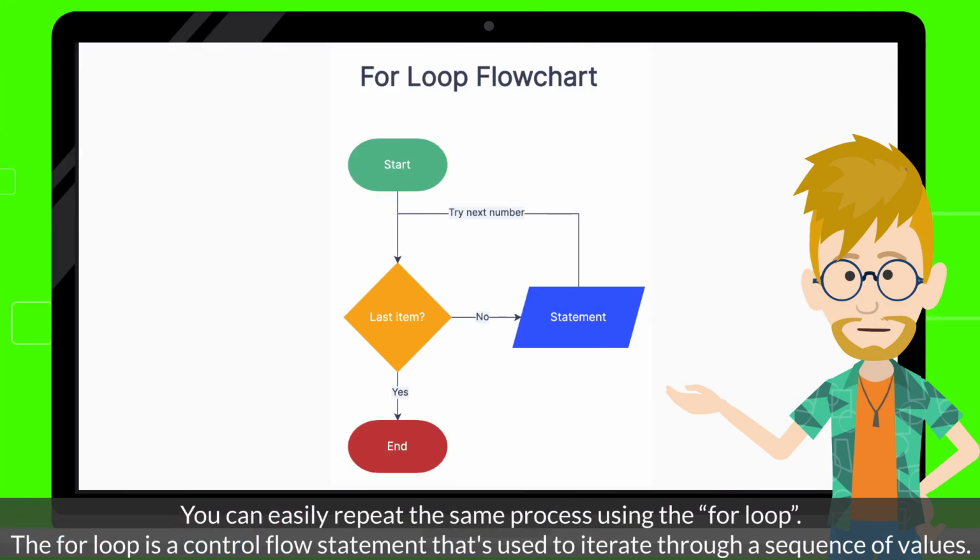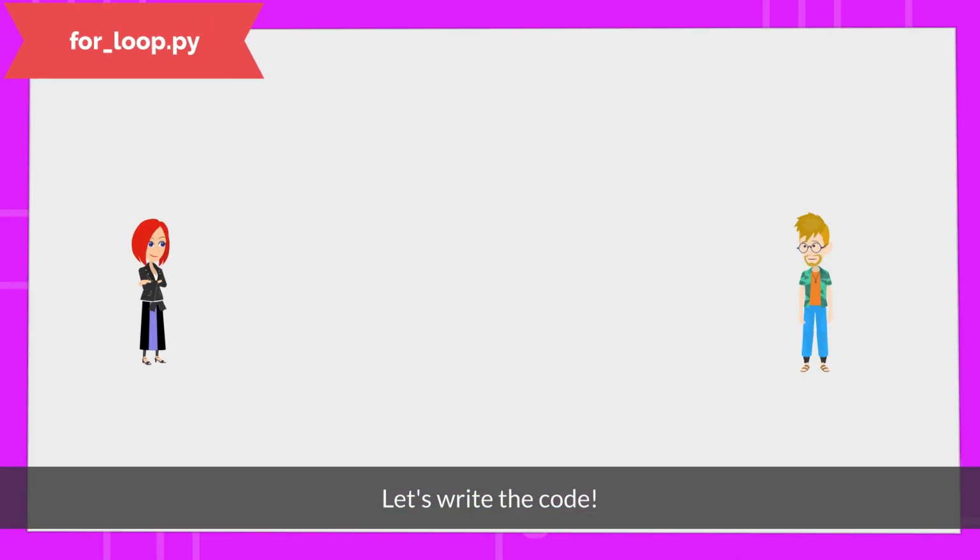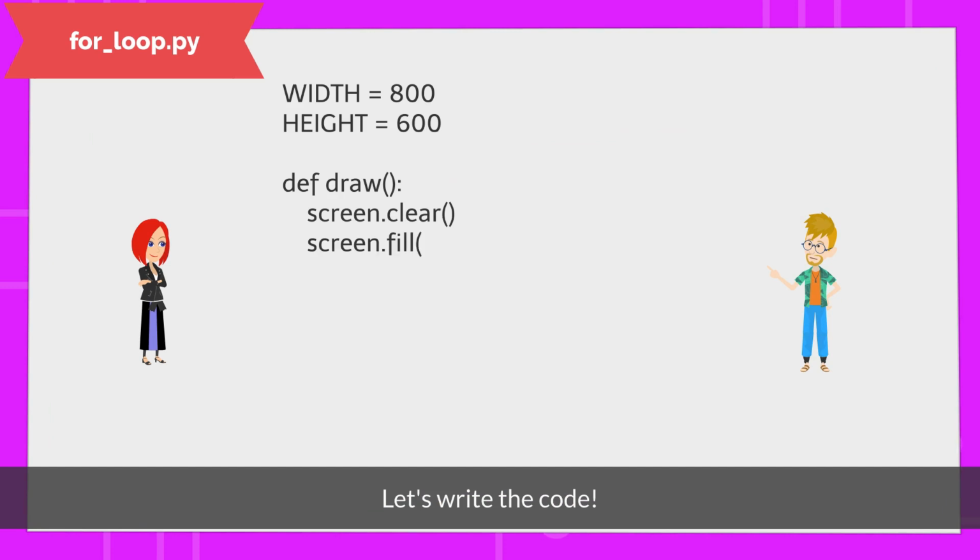You can easily repeat the same process using the for loop. The for loop is a control flow statement that's used to iterate through a sequence of values. Let's write the code.